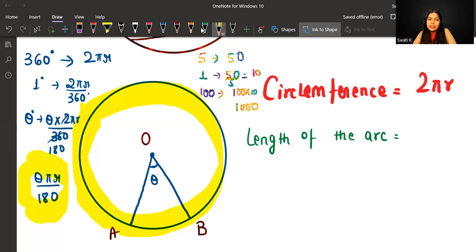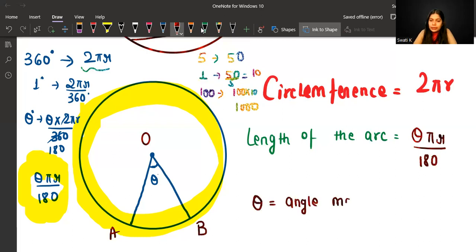The same thing I have done here, right? I have written it for 360, 2 pi r. So for 1 degree, 2 pi r over 360. For theta, theta times 2 pi r over 360. I have just simplified it and I have got the formula of the length of the arc as theta pi r over 180. Where what is theta? The angle made by the arc at the center of the circle.